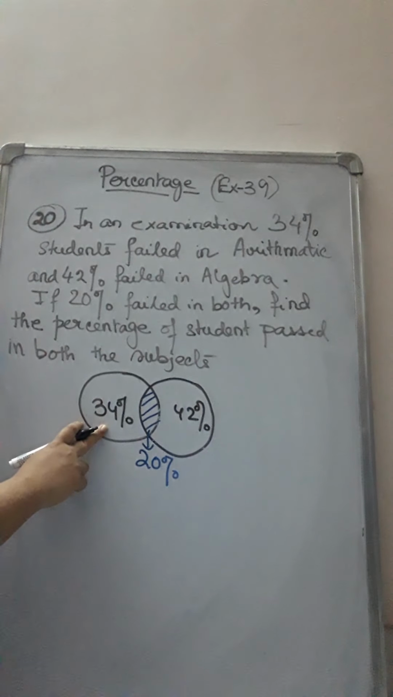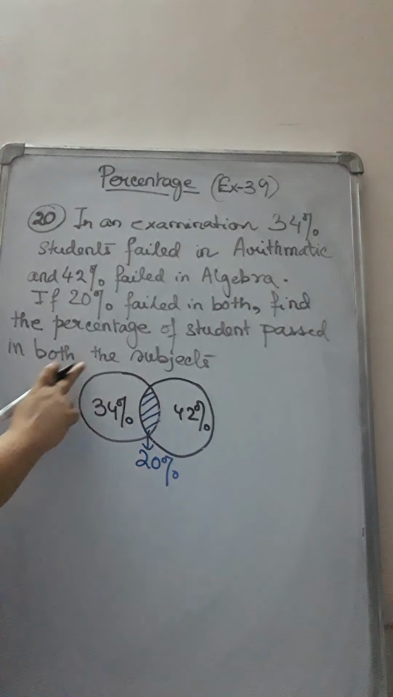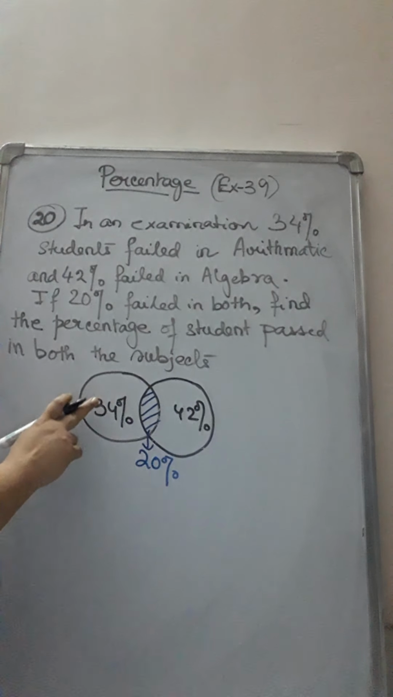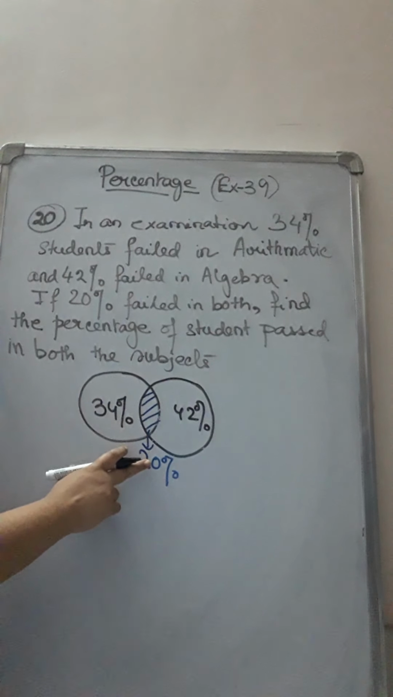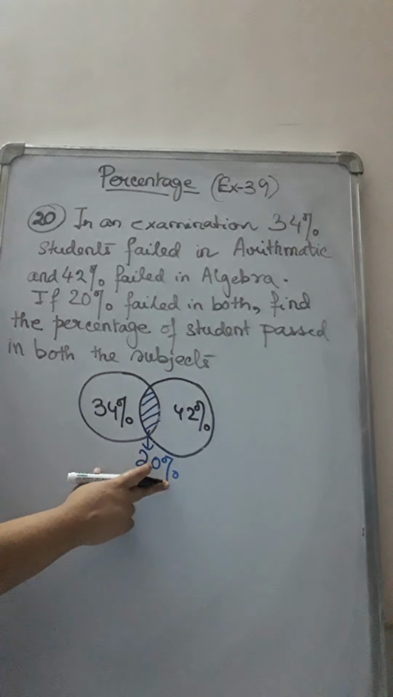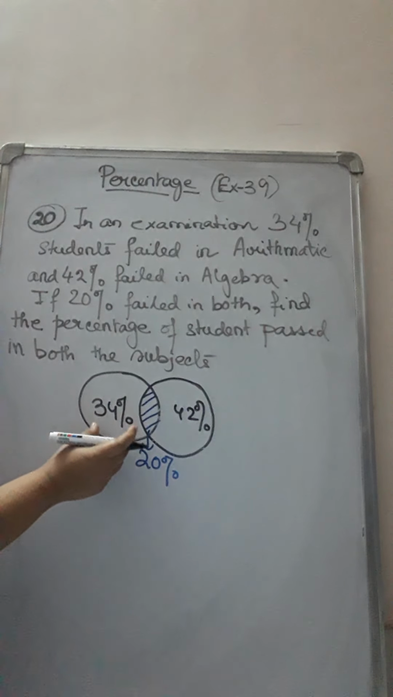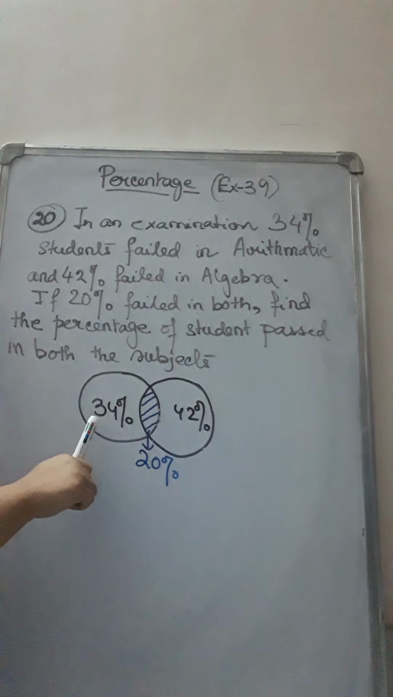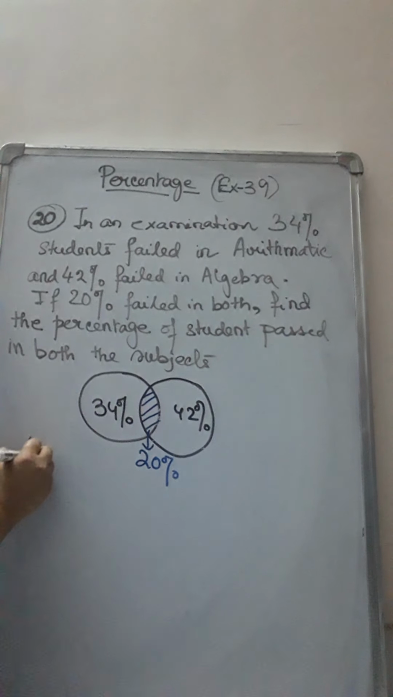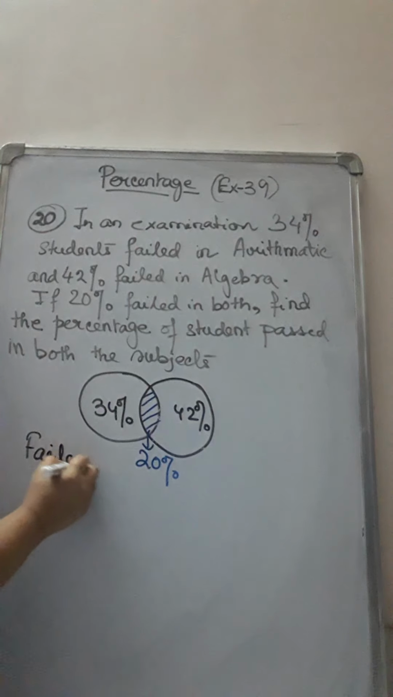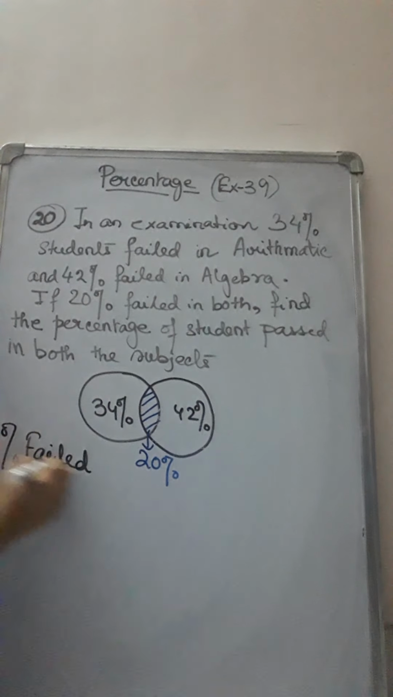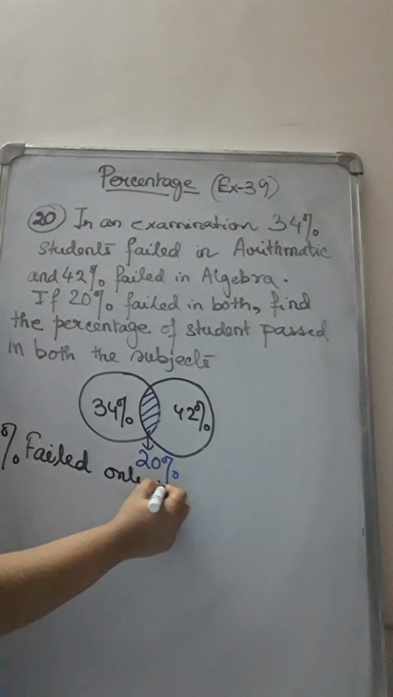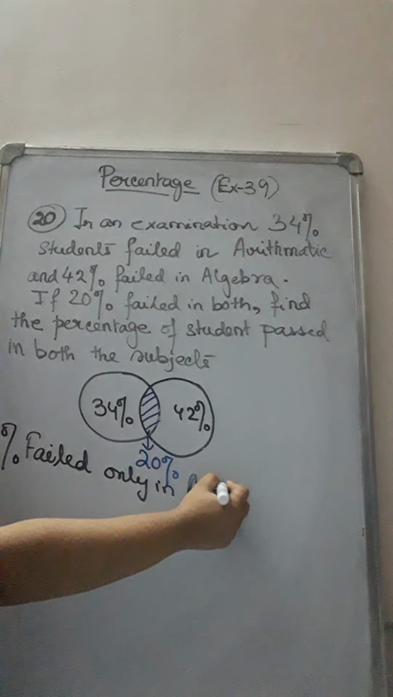Now this 34%, it includes all the students who have failed in arithmetic. Those who have only failed in arith and those who have failed in arith as well as algebra, they have also failed in arith. So 34% means the total students who have failed in arith, whether they have failed in only one portion or whether they have failed in both the portions. So we will find percentage failed only in arithmetic portion.